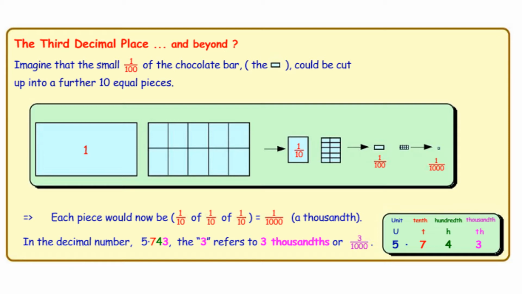And the decimal number 5.743, the 3 refers to the thousandth, or the 3 over 1000. And here at the bottom right hand corner again, units, there's our decimal point, tenth, hundredth, thousandth, and the tenth is the first decimal place, the hundredth is the second decimal place, and the thousandth is the third decimal place. Okay, and if you get your head around this, then you can do anything with decimals. Okay, so let's move on.